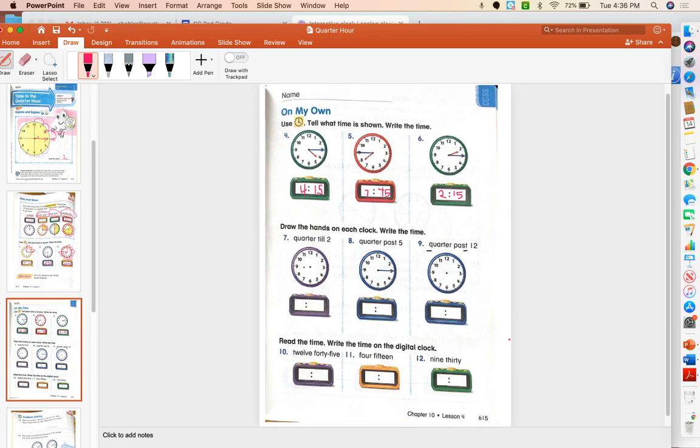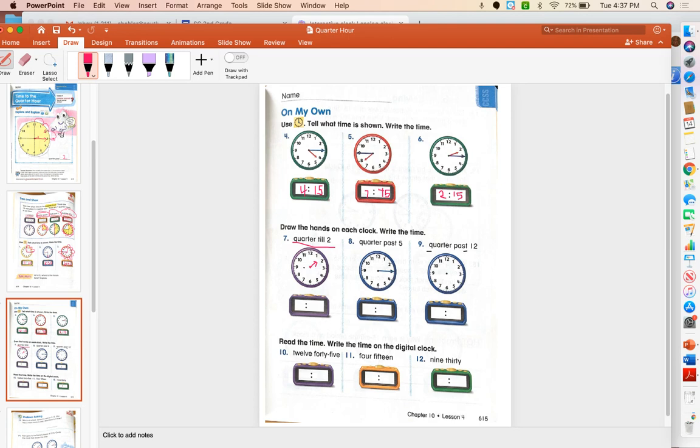These few next ones, 7, 8, and 9, we're going to do together because they're a little bit harder. So we're going to do quarter till 2. All right, quarter till 2. That's a toughie. So what we have to do is quarter till means that there's only 15 minutes left and it will be 2 o'clock. So it's not 2 o'clock yet. So if it's not 2 o'clock yet, our hour hand still has to be in the, oh, that's a bad arrow. Sorry, boys and girls. In the 1 o'clock hour.